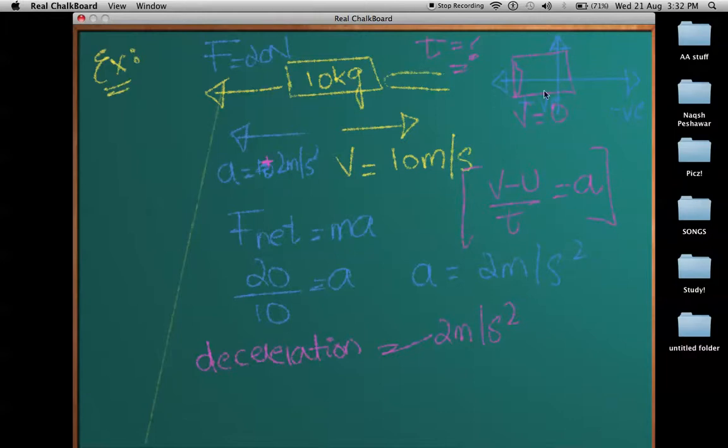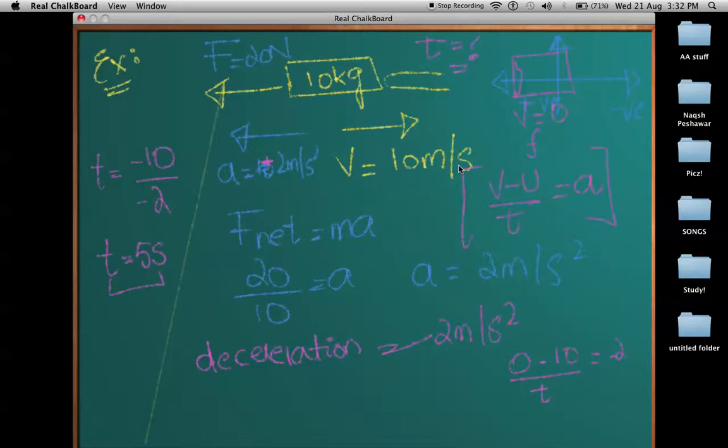So we will take the final velocity as 0 and the initial velocity as 10 meters per second. Just substitute. You don't know the time, but you know the acceleration, which in this case is minus 2 meters per second square. So now just switch the formula. This becomes minus 10 divided by minus 2. The time becomes 5 seconds. It would take 5 seconds to come to a complete stop, and the final velocity to become 0 meters per second.